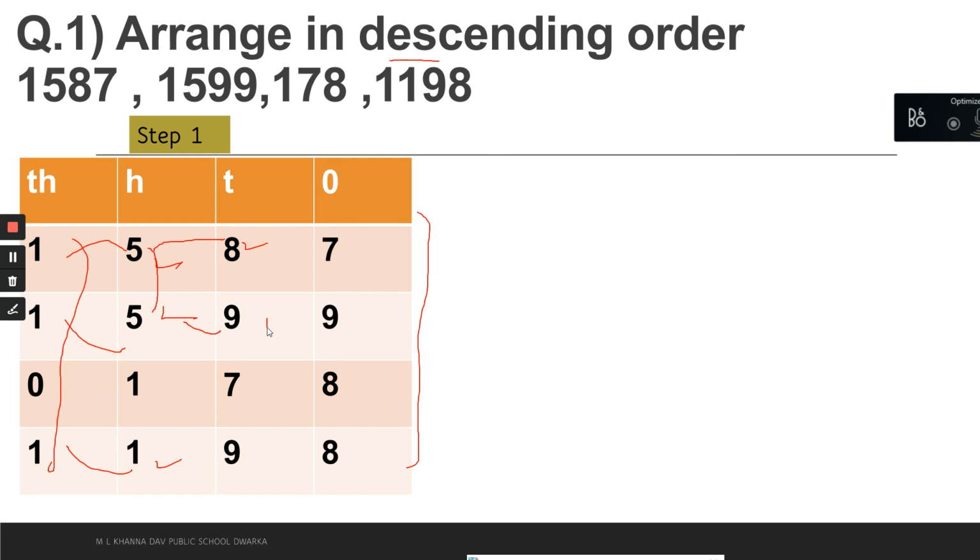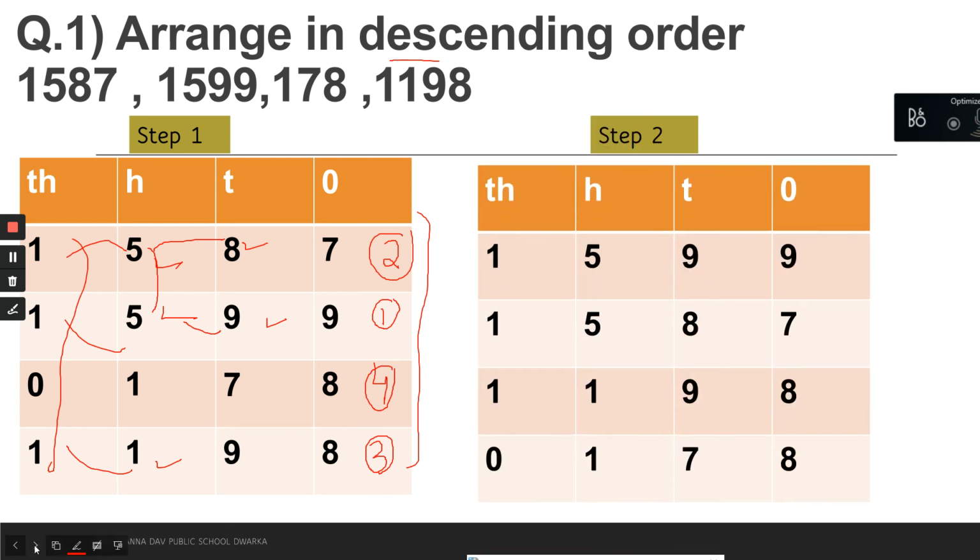8, 9. Now which is greatest? 9. So we will write this number first. 8 is smaller than this. It will come in the second place. And now you will see that this number will come in the third place, and automatically this number will come in the last place. So now step 2, we will arrange the numbers according to the position allotted.